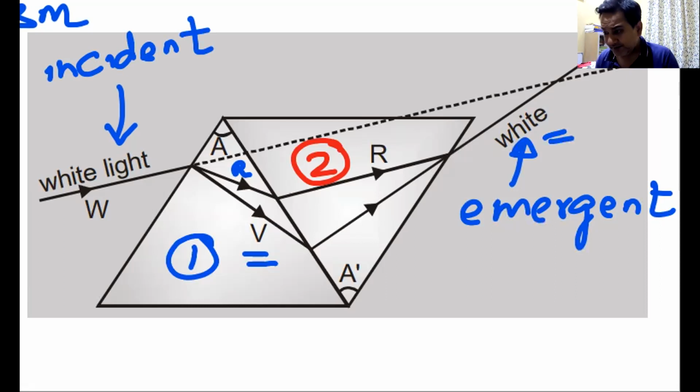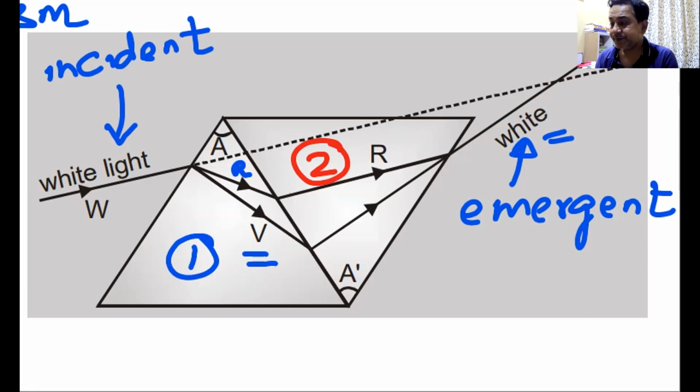That means effectively there has been no dispersion. The white light just got deviated. This type of combination of prisms is one where we have deviation, zero dispersion. White light comes out as white light. It does not get dispersed, but it gets deviated. Do we understand this? Can I have some response that we understand this?